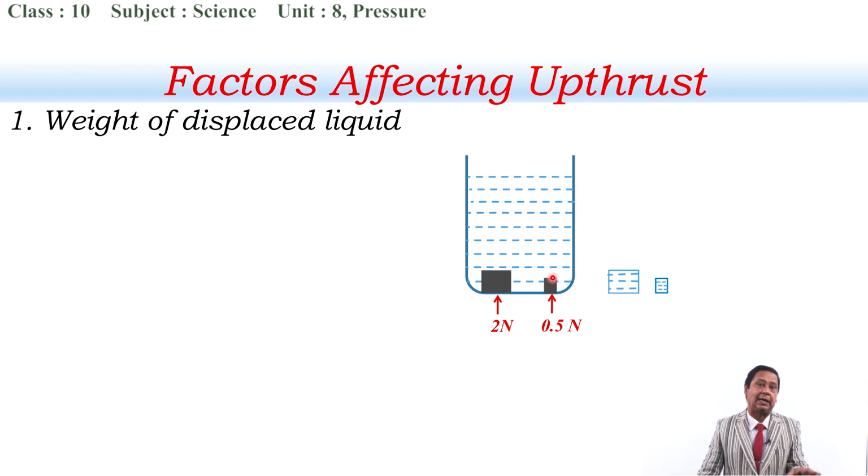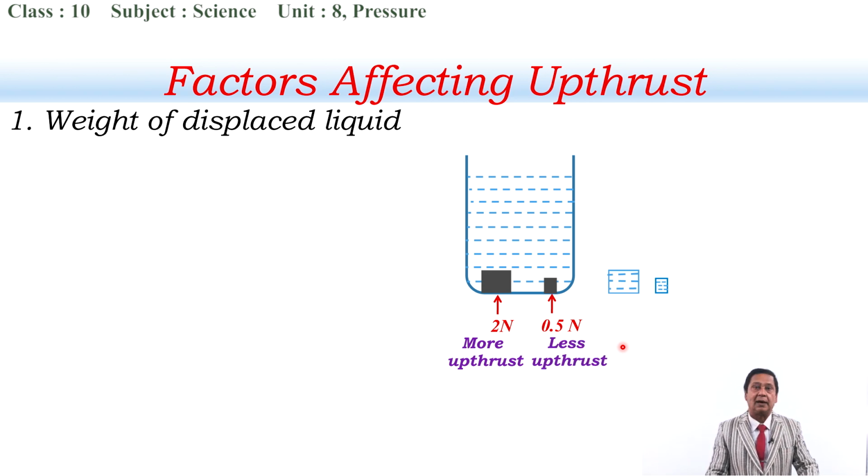Both of them are sinking in water, but because of the weight of displaced water, the first one experiences more upthrust, and the second one experiences less upthrust, because the weight of displaced water is more in the case of the first than that of the second. Okay, that's why we can conclude that the first one experiences more upthrust, the second one experiences less upthrust. Now, let's go to another factor which affects the upthrust. First factor, what was it? Weight of displaced liquid. If a body displaces more liquid, then upthrust will be more, and if less liquid is displaced, then upthrust will be less.